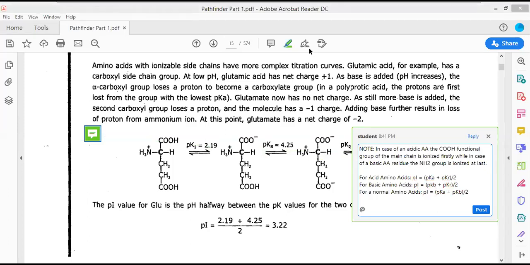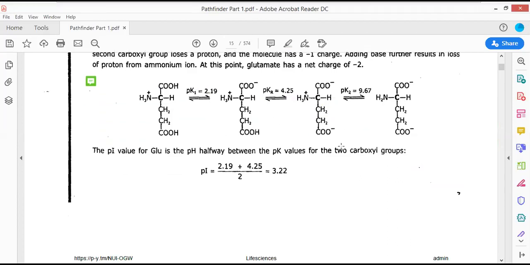Okay, so the majority of this will be clear to you, how to calculate for all these amino acid residues. There are questions given in Pathfinder. You can look at those questions, and if you cannot solve them, I will help you in solving them. Okay, we will discuss the questions in our group after the class.